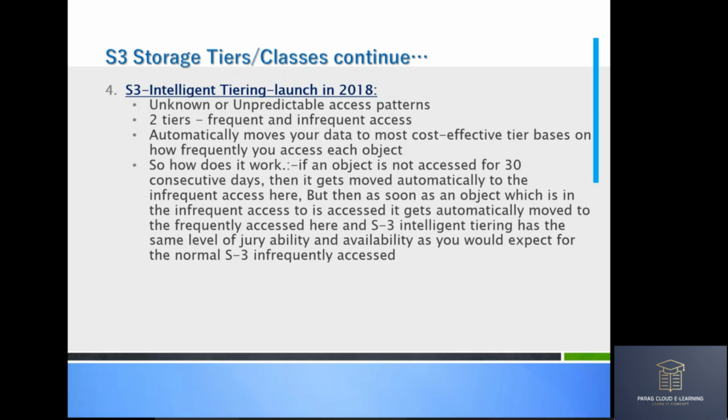So how does it work? If an object is not accessed for 30 consecutive days, then it moves automatically to infrequent access. But as soon as an object which is in infrequent access is accessed, it gets automatically moved to frequent access. It means if you are accessing the data frequently, then it will automatically move to the frequent access category. And S3 Intelligent Tiering has the same level of durability and availability as you would expect from normal S3 Infrequent Access.